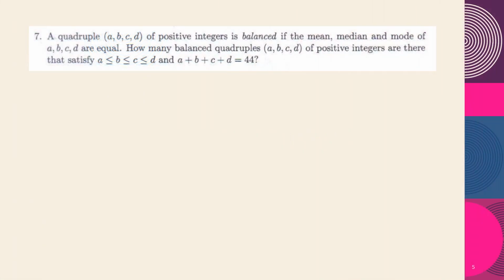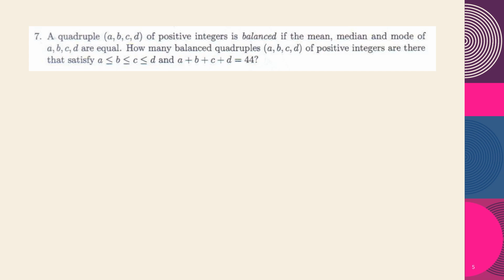So here's the question. A quadruple A, B, C, D of positive integers is balanced if the mean, median, and mode of A, B, C, D are equal. How many balanced quadruples A, B, C, D of positive integers are there that satisfy A less than or equal to B, less than or equal to C, less than or equal to D, and A plus B plus C plus D equals 44? Okay, for this we first have to know the definitions of mean, median, and mode.